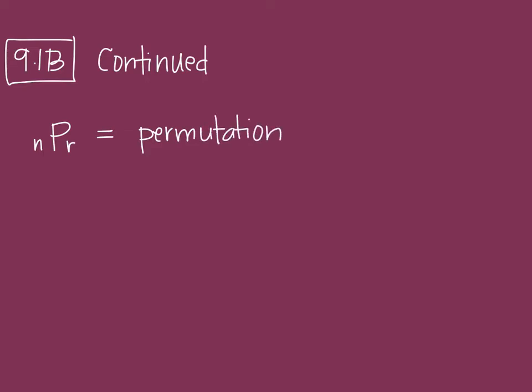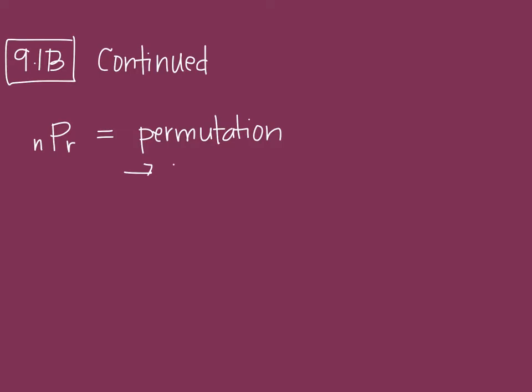Now, most of us know what a mutation is. A mutation is when you take something that's normal and then it mutates into something different. A permutation is where you start out with a normal group of things, but you pick out different combinations from that group. And so that is called a permutation.